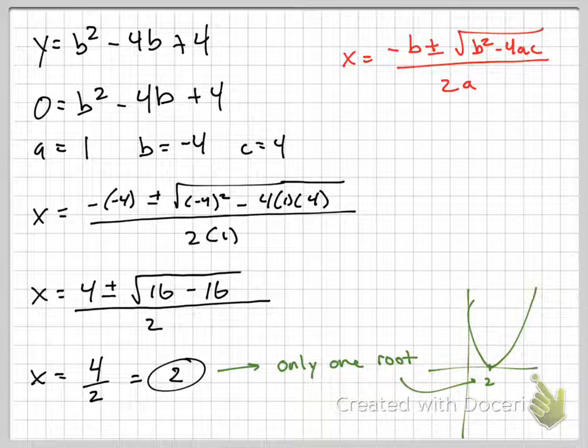Here's one more. Y equals B squared minus 4B plus 4. Set it equal to 0. That's a key. Right? A is 1, B is negative 4, C is 4. Remember that this sign and that sign are attached.